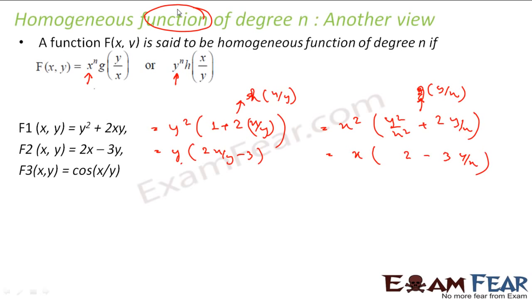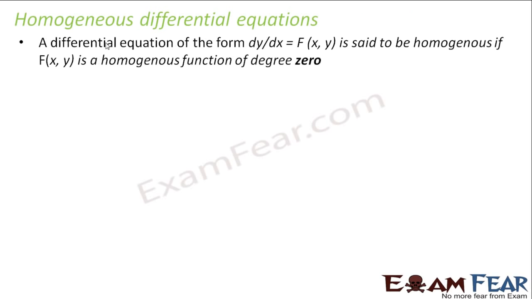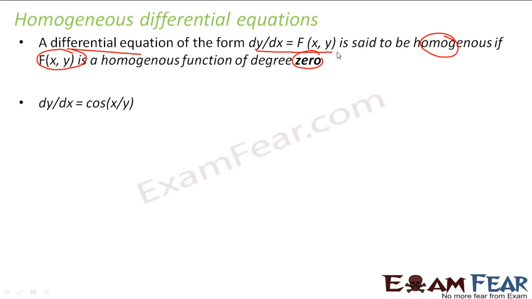We now know homogeneous function. Now we'll know homogeneous differential equation. So a differential equation is called homogeneous if my f(x,y) is a function of degree 0. So this is my differential equation, dy/dx is equal to f(x,y). This is called a homogeneous differential equation if this guy is a homogeneous function of degree 0.